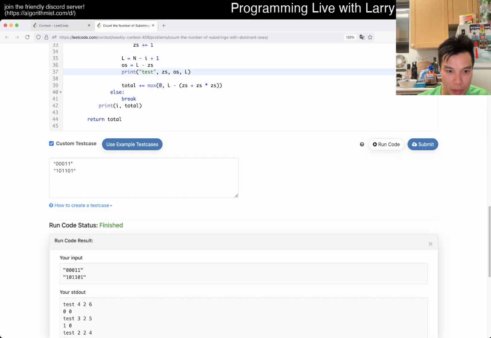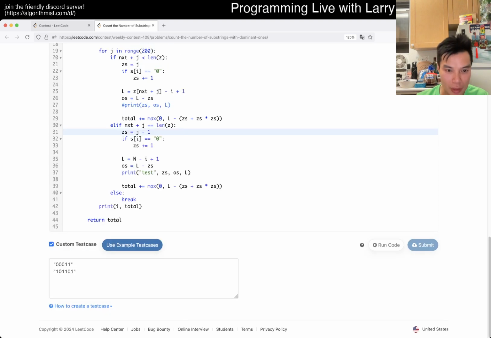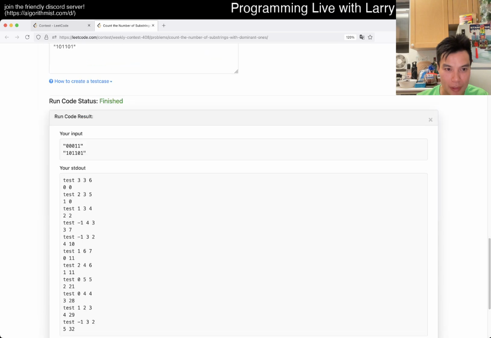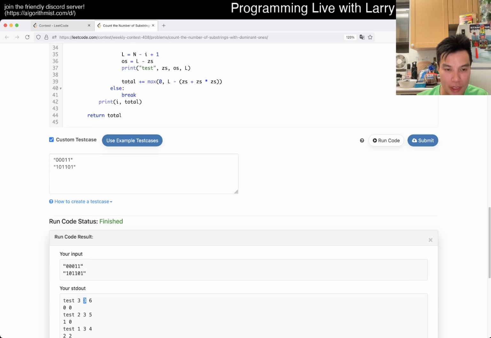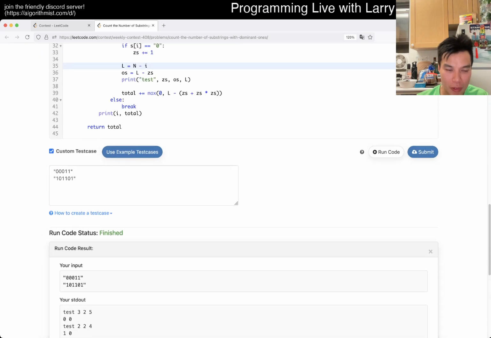So 4. Well, oh, 0 shouldn't be j. 0 should be j minus 1. Okay, well, that's even worse somehow. Okay, so 3, 3, 6. Is that true? No, this should be n. Oh, okay. Okay, so this is right, but then why is it?